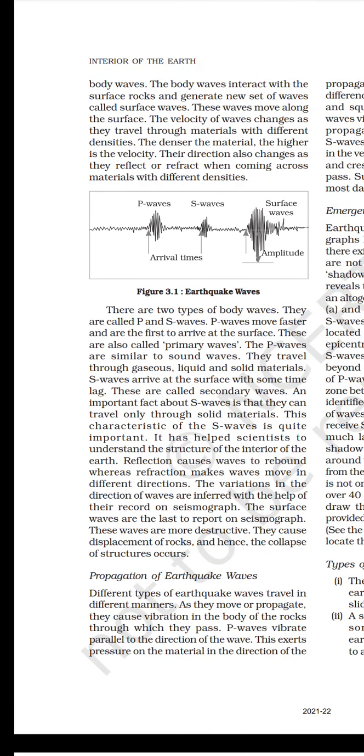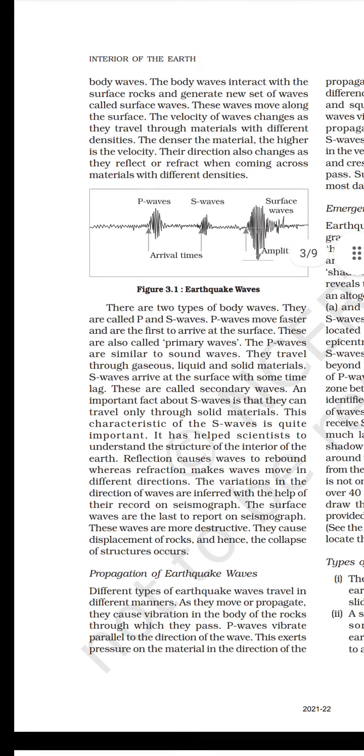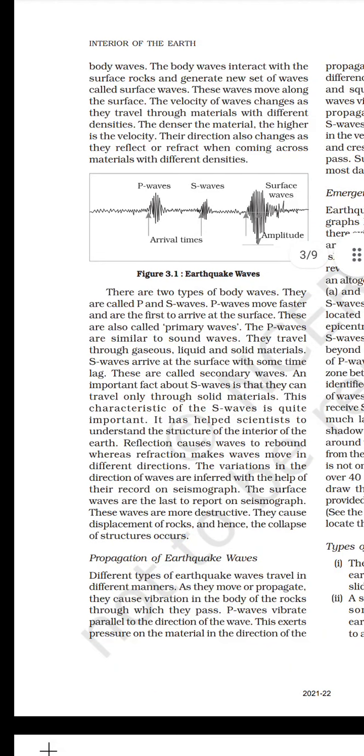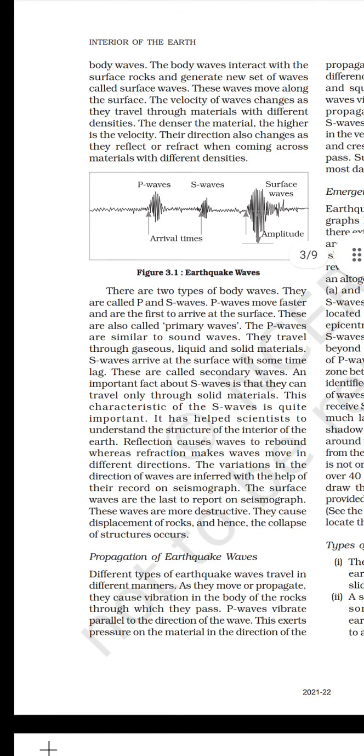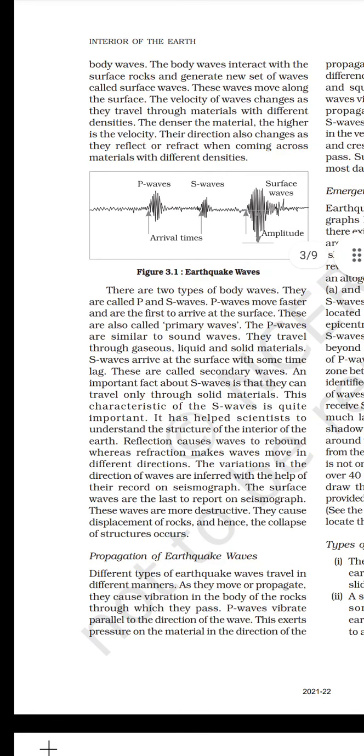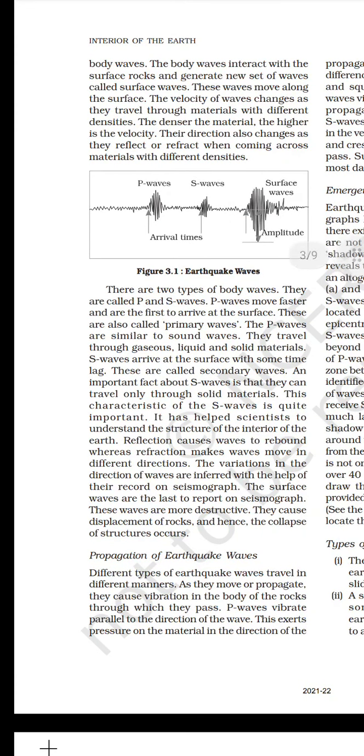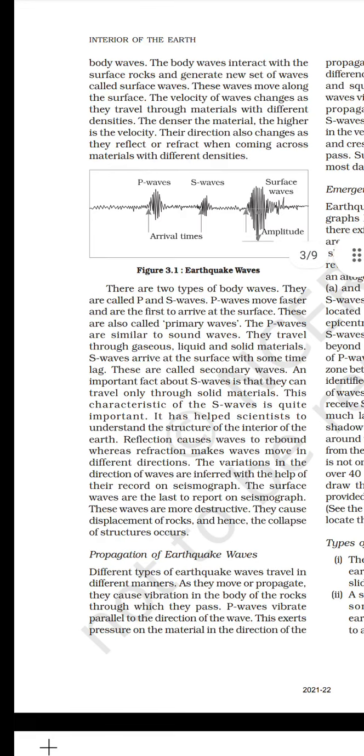The velocity of waves changes as they travel through materials with different densities. The denser the material, the higher is the velocity. The direction also changes as they reflect or refract when coming across materials with different densities. Take a look at figure 3.1, earthquake waves, P waves, S waves, surface waves. Arrival times, amplitude.